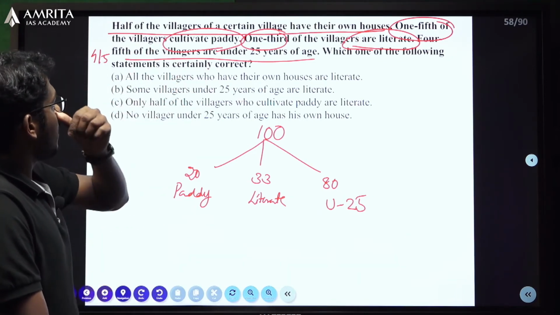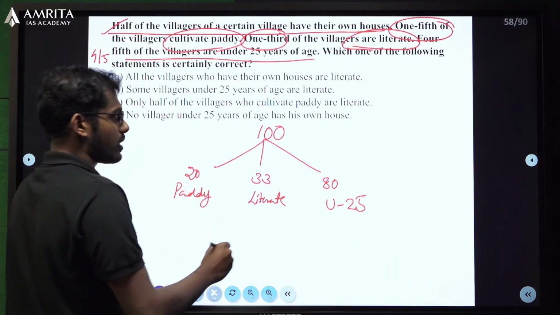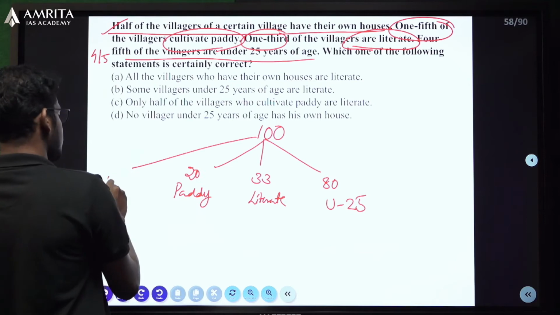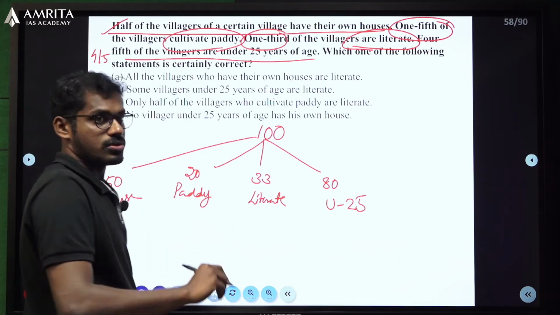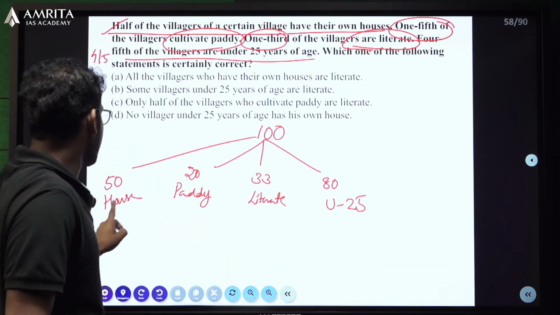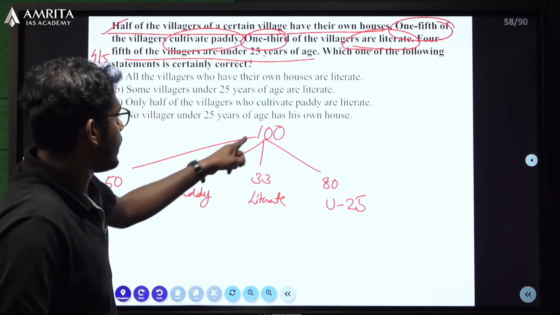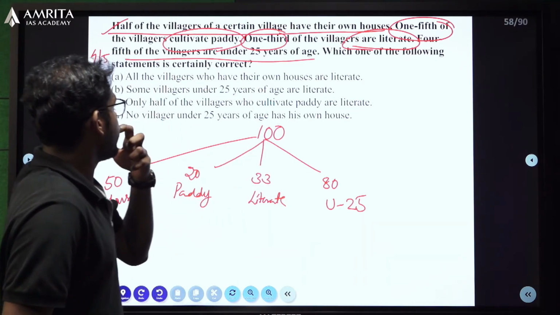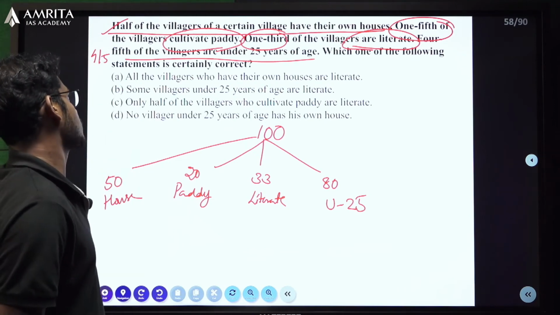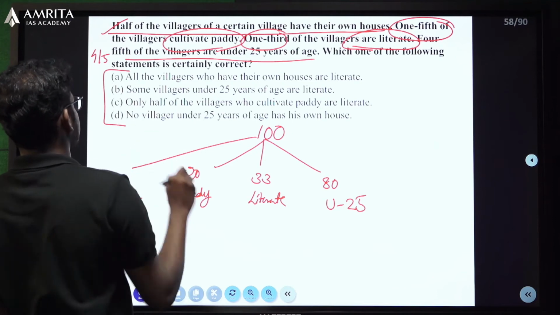One more thing. The first one, half of the villagers of a certain village have their own houses. So half of the villagers, that is 50 villagers, own their own house. 1/5 of the villagers cultivate paddy. 1/3 of the villagers are literate. 4/5 of the villagers are under 25 years of age. Okay. Now let's look at the statements.